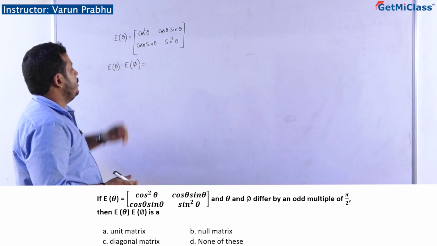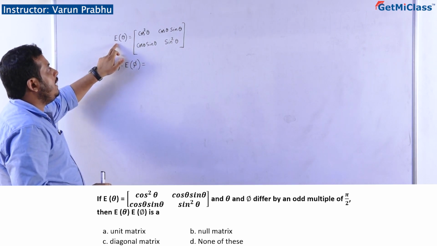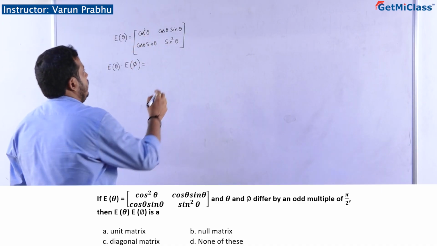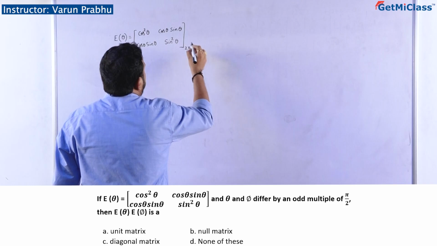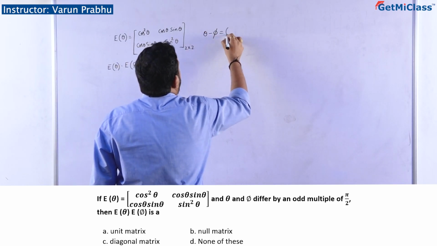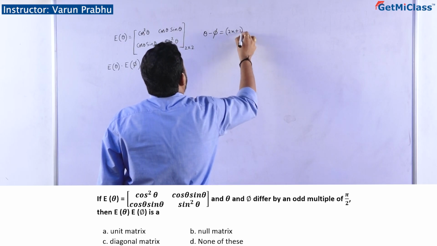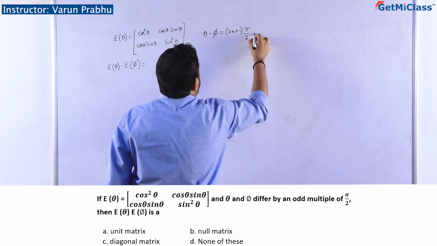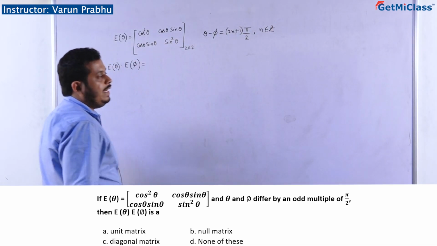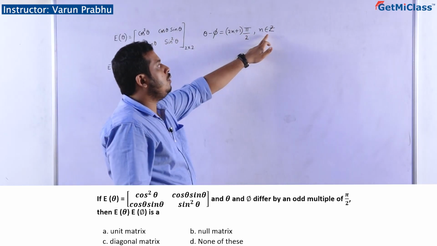If you can see this question, it's told in the problem that a matrix is defined in terms of a parameter called theta, a trigonometric 2 cross 2 matrix. It's also told that theta and phi differ by an odd multiple of pi by 2. So naturally n belongs to the set of integers, denoted by Z.